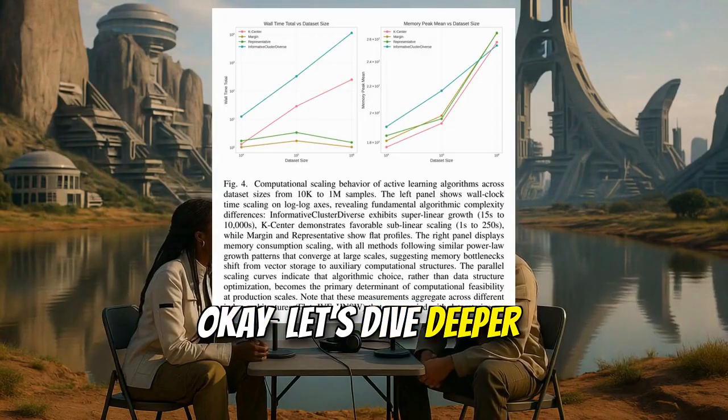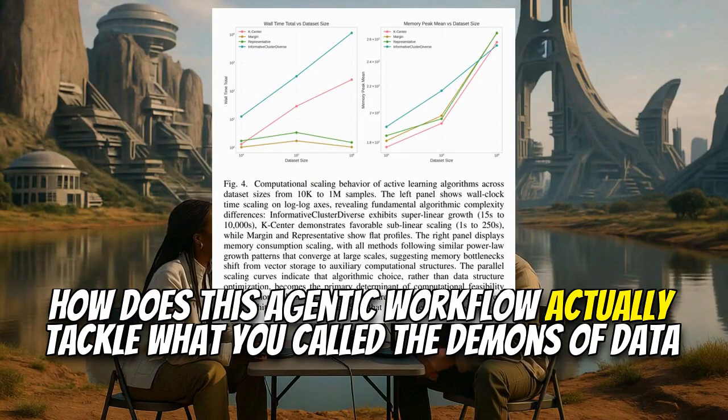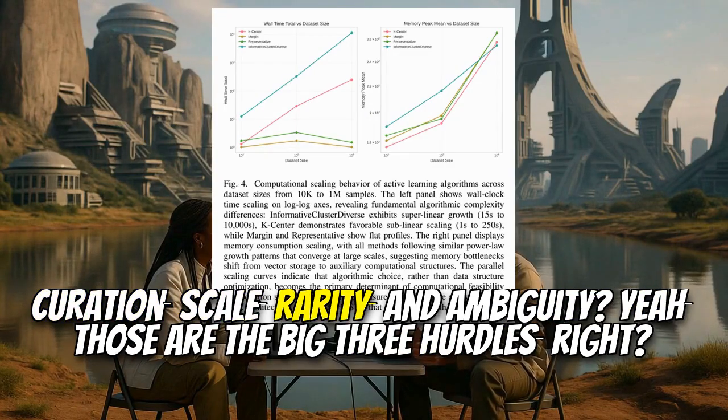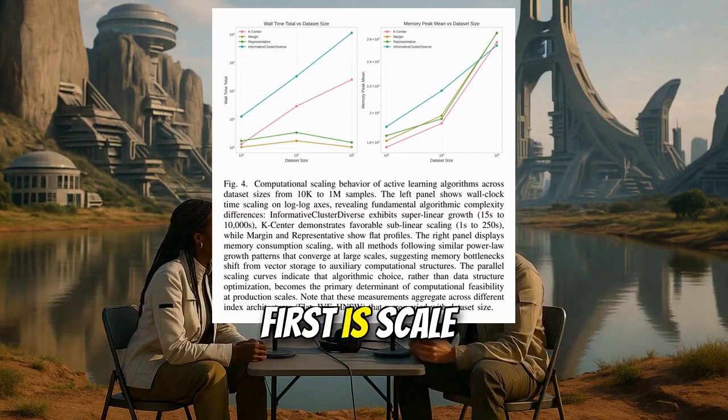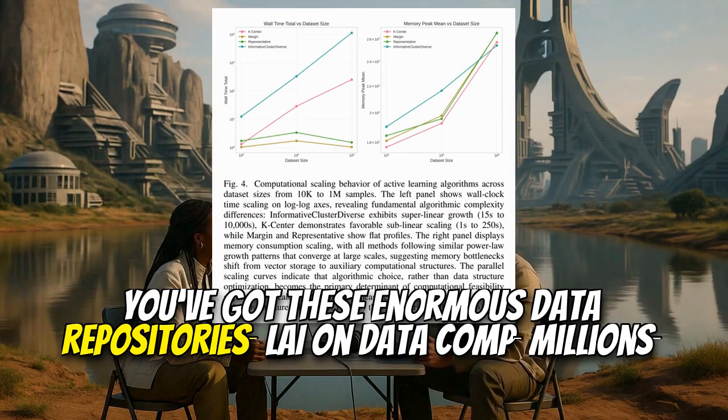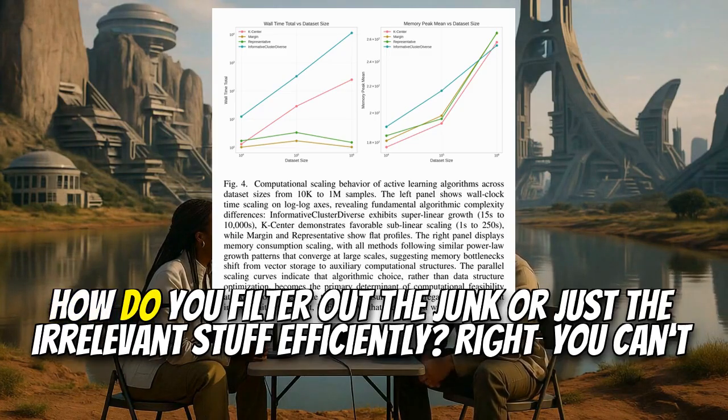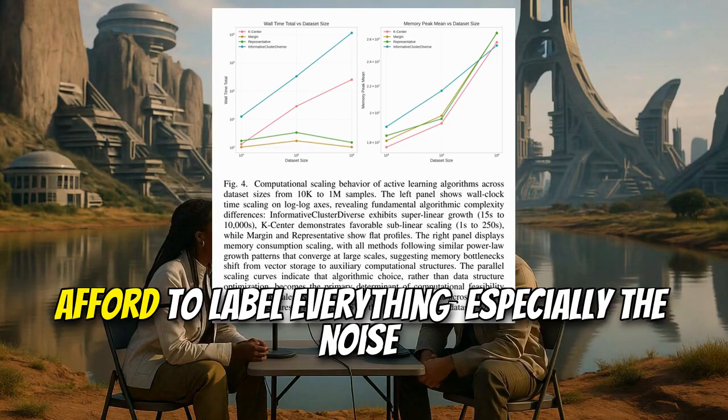Okay, let's dive deeper. How does this agentic workflow actually tackle what you called the demons of data curation: scale, rarity, and ambiguity? Yeah, those are the big three hurdles, right? They're all tangled together. First is scale. You've got these enormous data repositories, LAION, DataComp, millions, maybe billions of images. How do you filter out the junk or just the irrelevant stuff efficiently? Right, you can't afford to label everything, especially the noise.